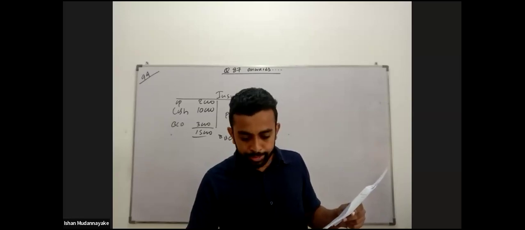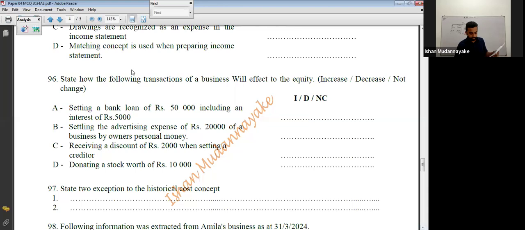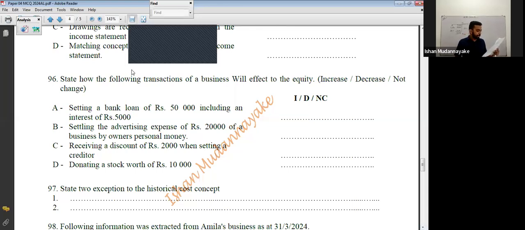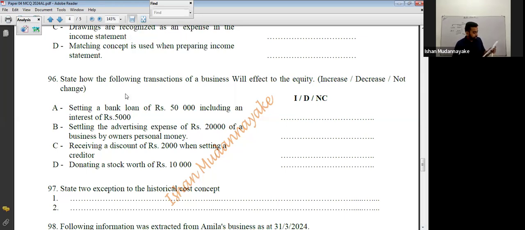Answer for question 96. State how the following transactions of a business will affect equity: increase, decrease, or no change. A: Settling a bank loan of 50,000, including interest of 5,000. Equity decrease. B: Settling the advertising expense of 20,000 of a business by the owner's personal money. Equity, no change.